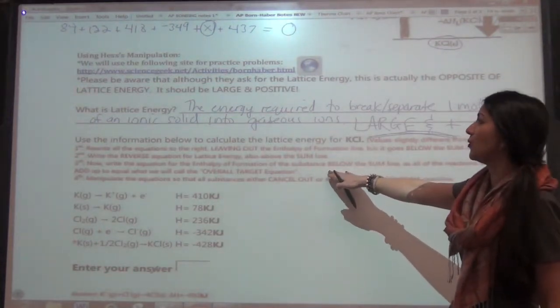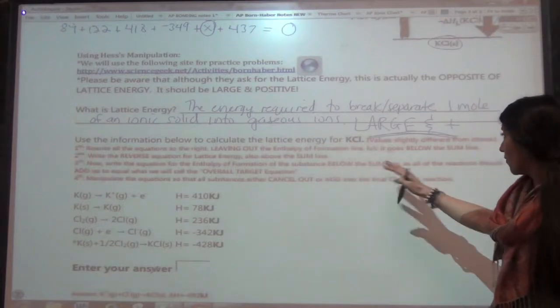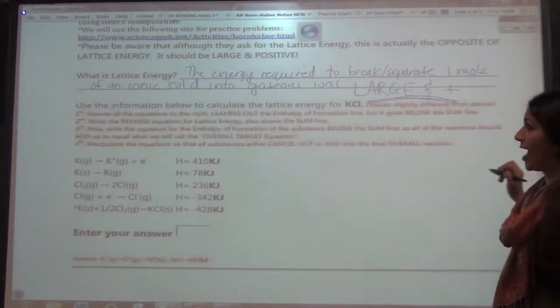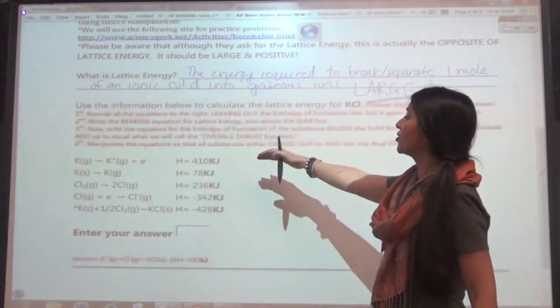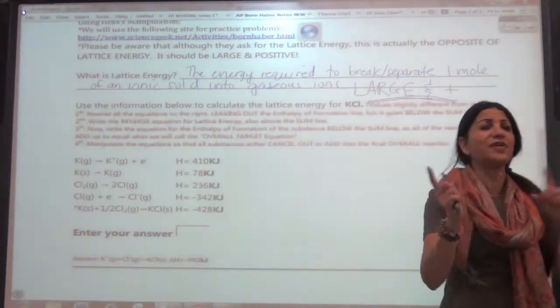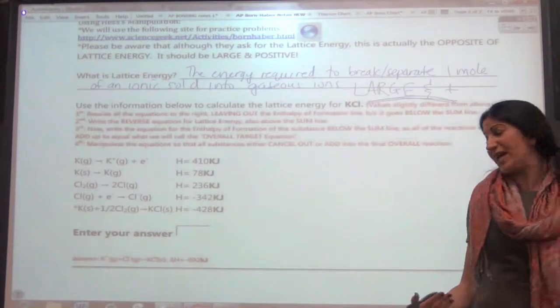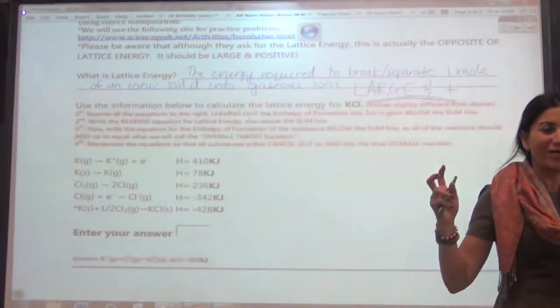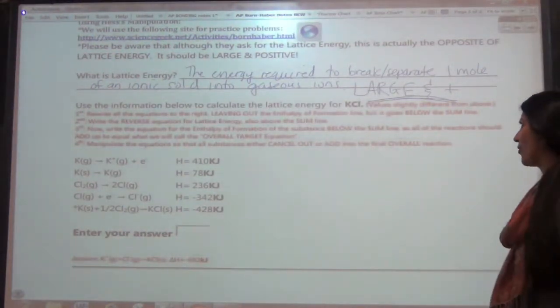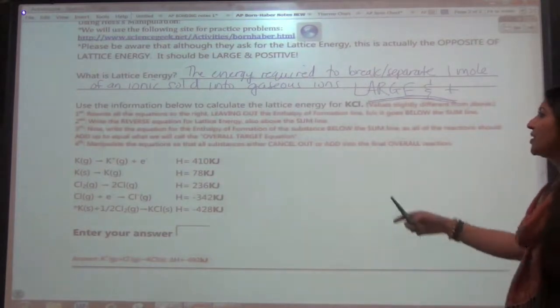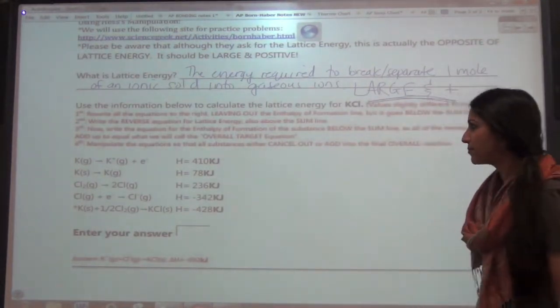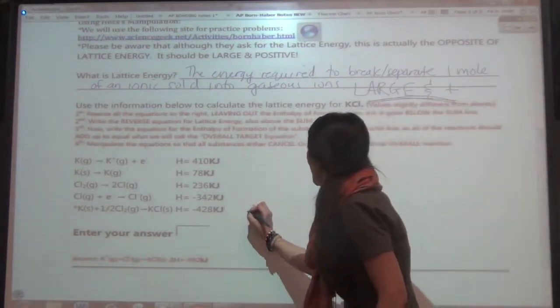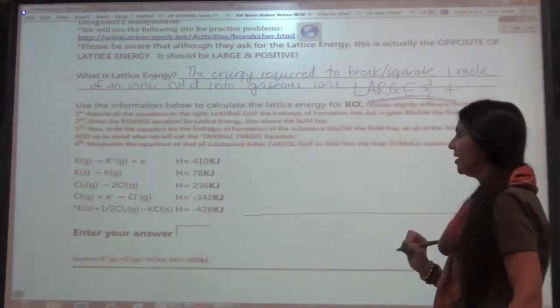Number 3, you're gonna write your enthalpy of formation below the sum line as all the reactions should add up to equal what we call our target equation, what we always call the target. And then you're gonna manipulate your equation so that everything cancels out and you're just left with that final target, whatever is left in your target equation, and you're just gonna add them up, okay? So right over here, let's just rewrite these over to the right side, okay? So I'm going to do a sum line first.